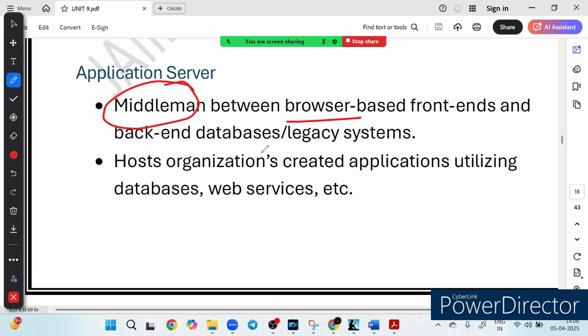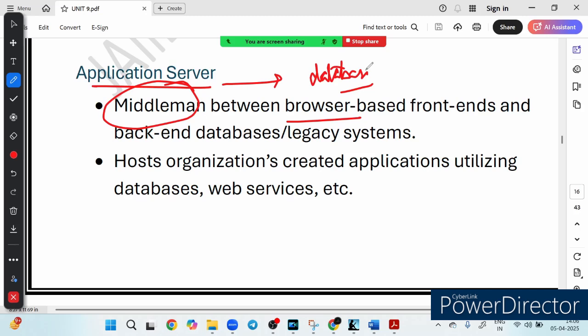So whenever you log into net banking and ask for your mini statement, the job is handled by the application server. It talks to the database, runs the logic, checks rules such as whether your login is valid or not, and then shows you the result, all in a blink. So see what is happening here.